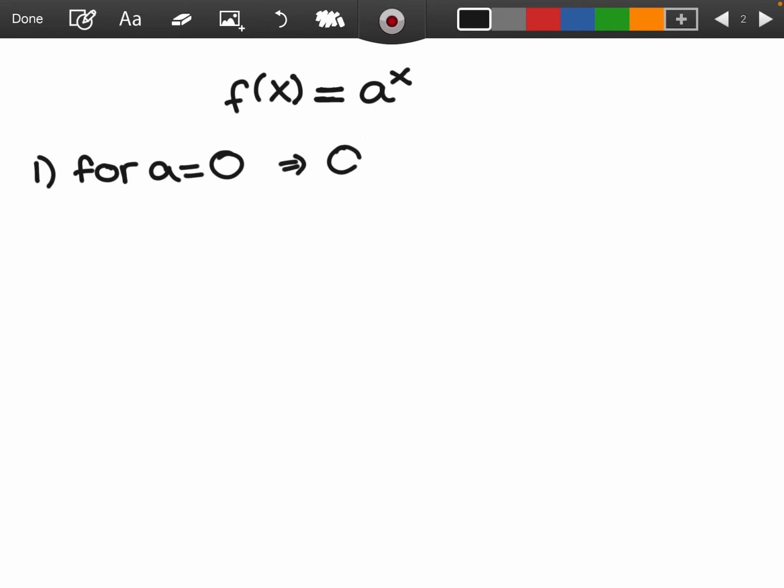For a equal to 0, okay, I'm looking at 0 to the power x. 0 to the power x is always equal to 0 as long as x doesn't equal 0.